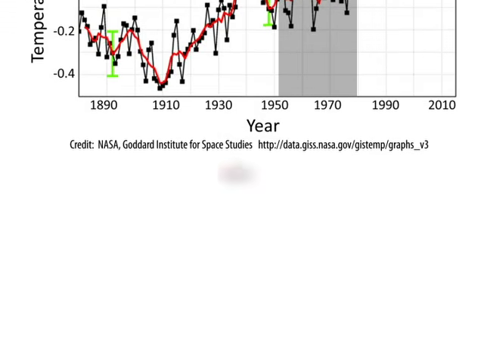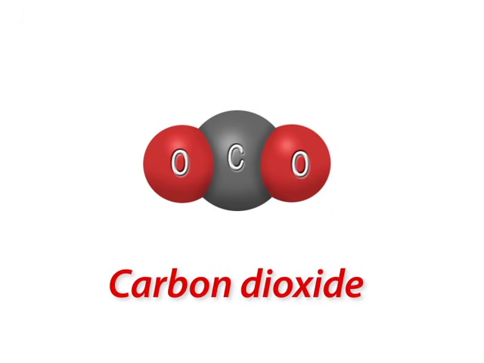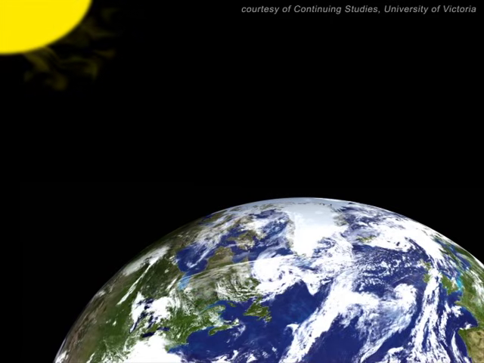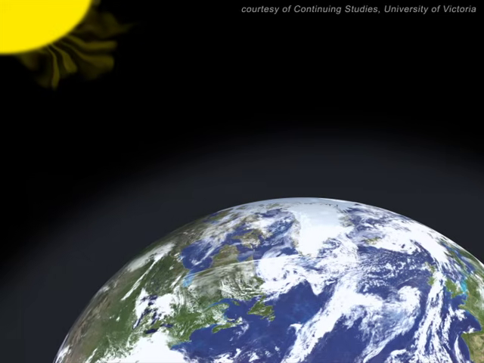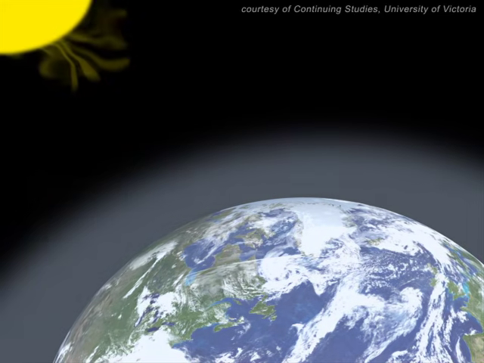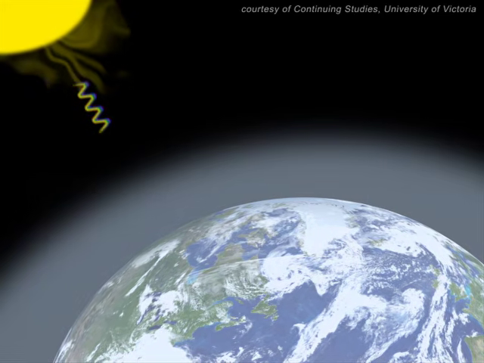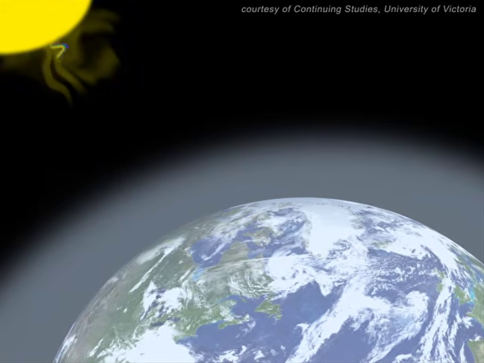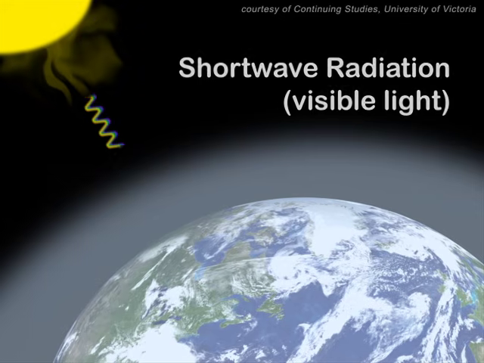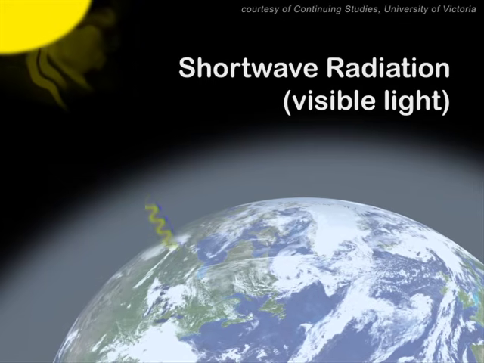So what is causing this rise in temperature? Let's begin our discussion by looking at the big one, carbon dioxide, and the critical influence it has on the Earth's climate. What we see here is the Sun's relationship to the Earth and the Earth's atmosphere. The Sun has a surface temperature of about 6,000 degrees Celsius, and it radiates huge amounts of energy down toward the Earth, most of it as visible light or short-wave radiation.